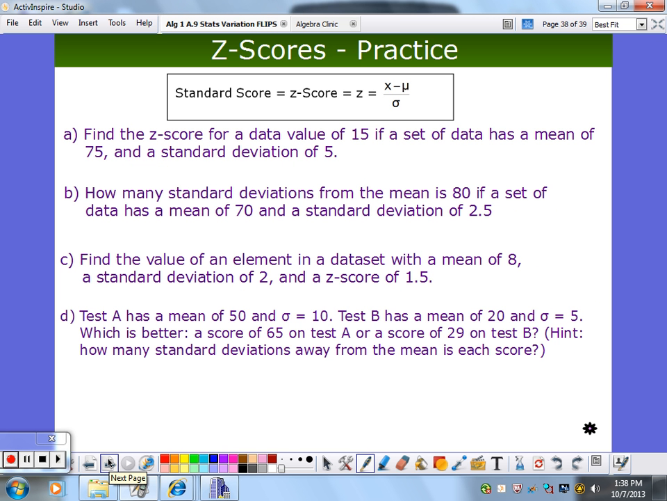What else do I have here? We're almost done here. So these are some you tries. Find the z-score for a data value of 15. We're on the back here. Let's see if we can actually work these out. We'll talk in a moment.